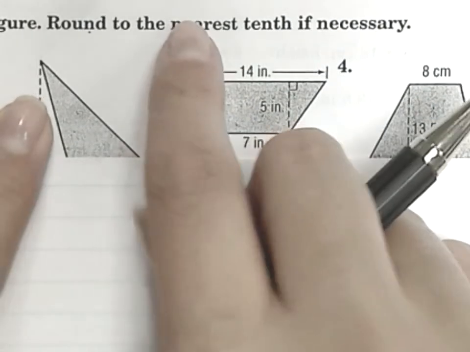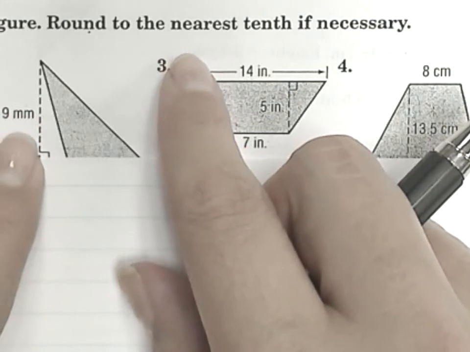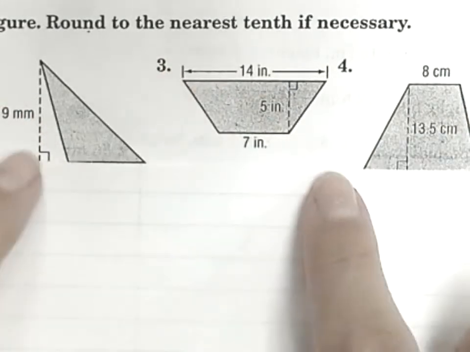Here's number 3. What shape is number 3? Mr. Bowman, what's so important back there? It's a trapezoid.